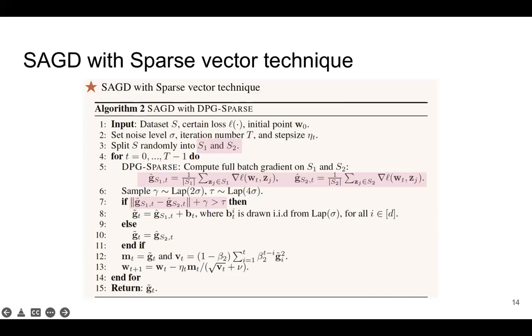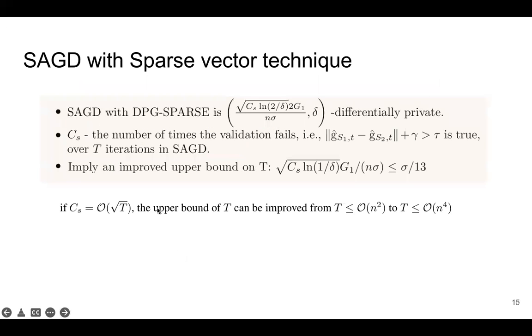And they prove that the SAGD with this sparse vector technique is epsilon-delta differentially private. The difference between the second method and the first method is the CS here. In the first method there is the T, and here is CS. The CS means the number of times the validation fails, that means the condition is true over the T number of iterations. In the worst case, CS will go to T.